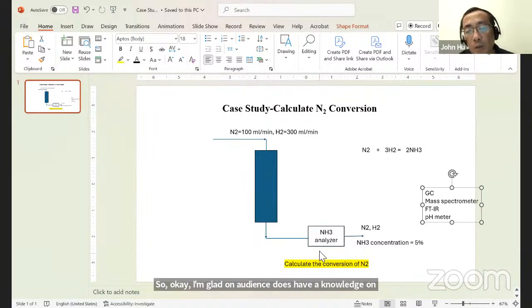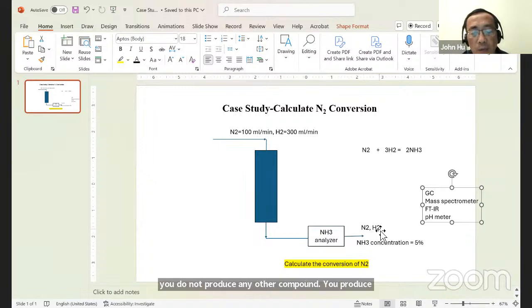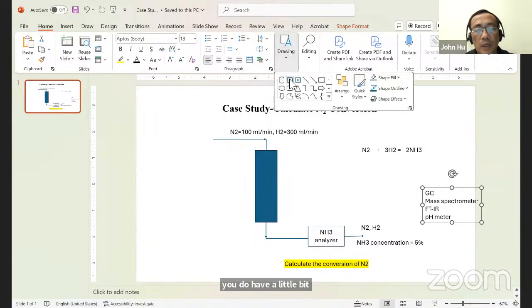So the good news is ammonia synthesis, nitrogen plus hydrogen, forms ammonia only. You do not produce any other compound. You produce ammonia, then you have leftover nitrogen and hydrogen. If you run the plasma, there is some technology where you do have a little bit of byproduct formation. But most of the time ammonia synthesis doesn't have that.